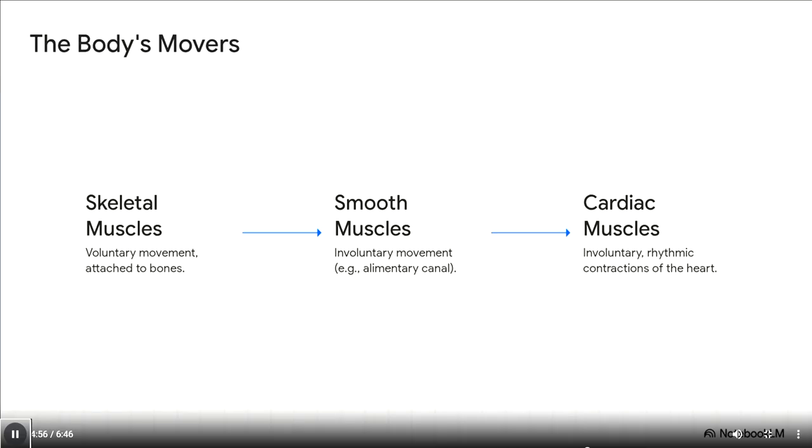When we talk about muscle, the biggest thing to remember is the difference between what you can control and what you can't. Your skeletal muscles are voluntary. You decide to move your arm, and it moves. But the smooth muscles in your stomach and intestines, they're involuntary. They work automatically to digest your food. And then there's cardiac muscle, a total superstar that's only found in the heart, tirelessly and involuntarily beating for your entire life.